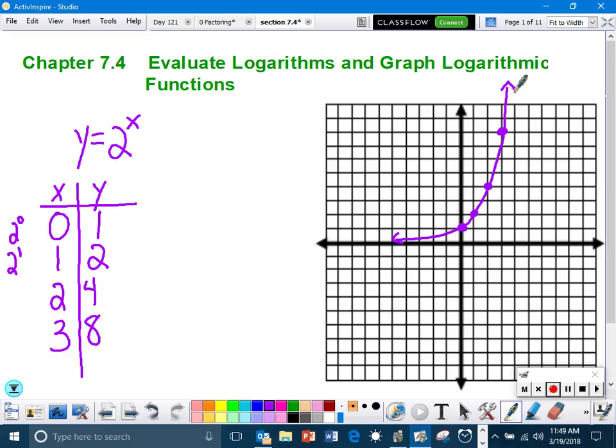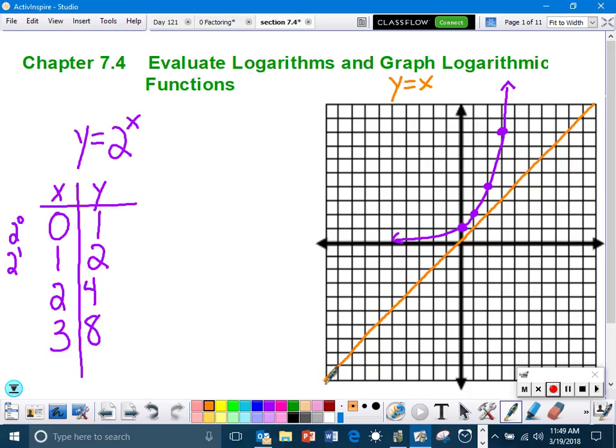Now, back in chapter 6, we learned how to find the inverse of a function. And if you remember, the reflection line is the line y equals x. So that's the diagonal line up 1 over 1 from corner to corner. That's our reflection line.